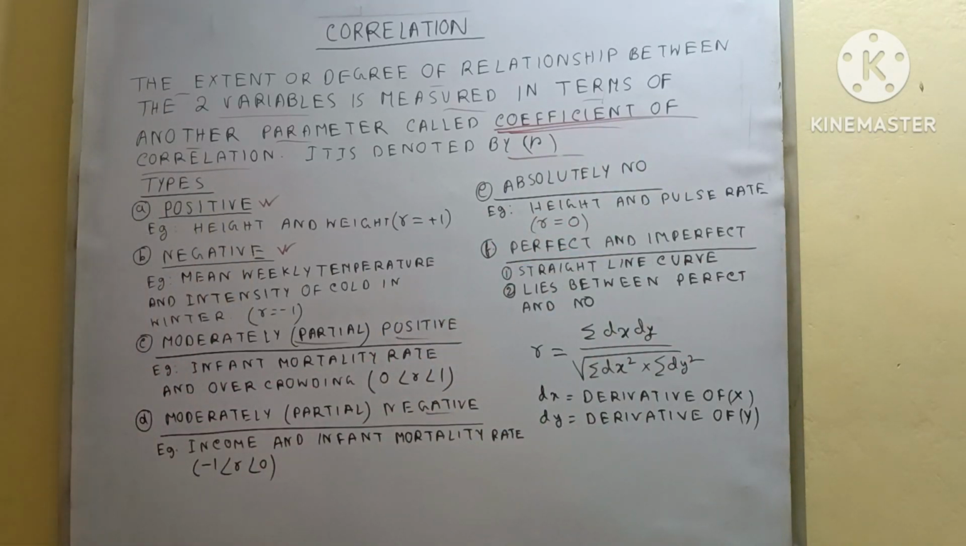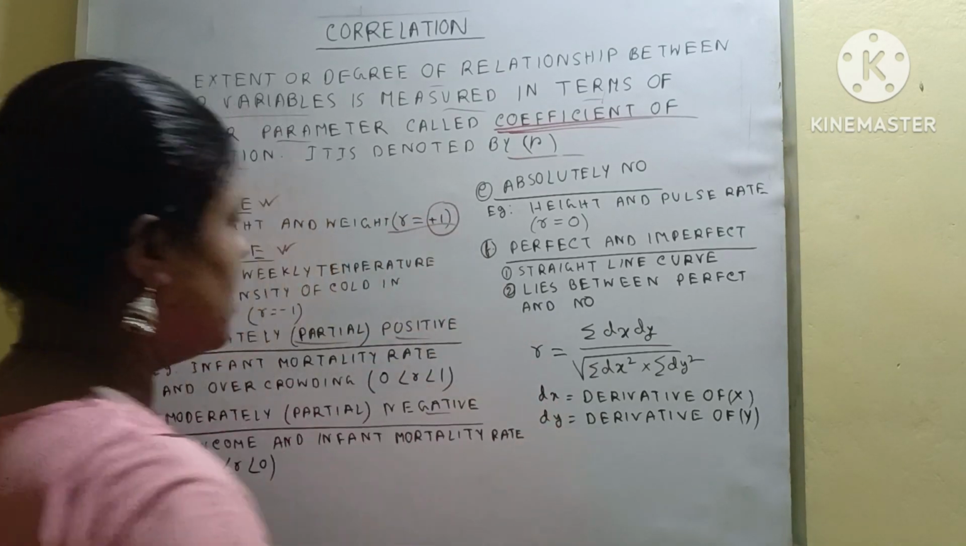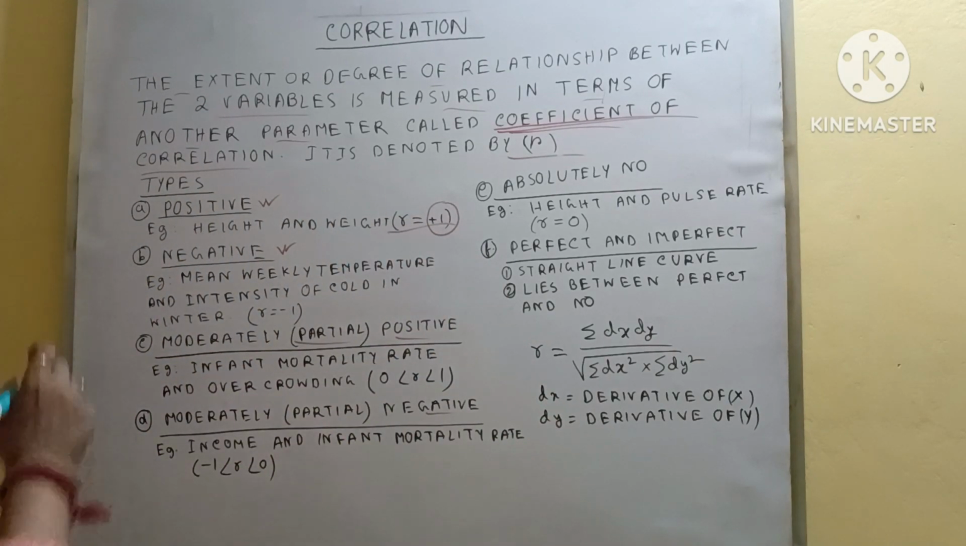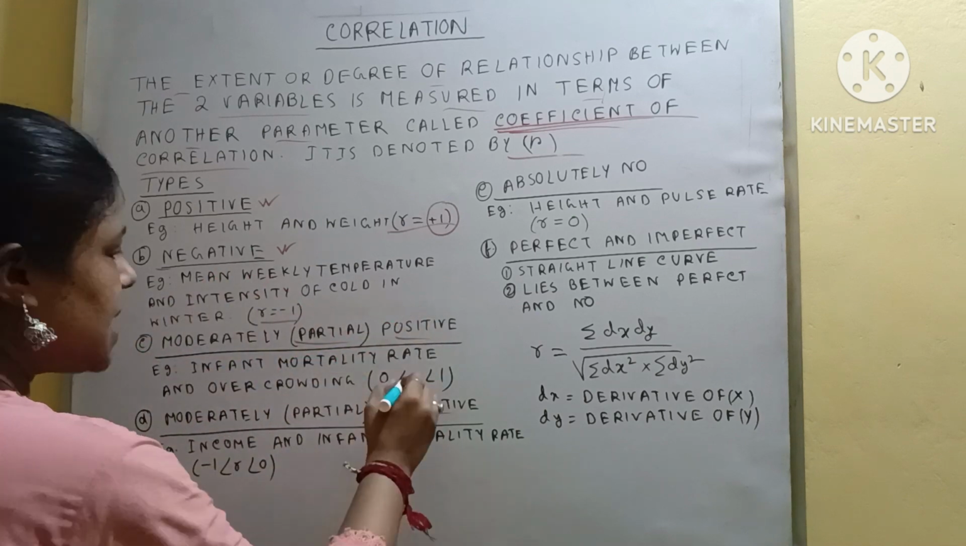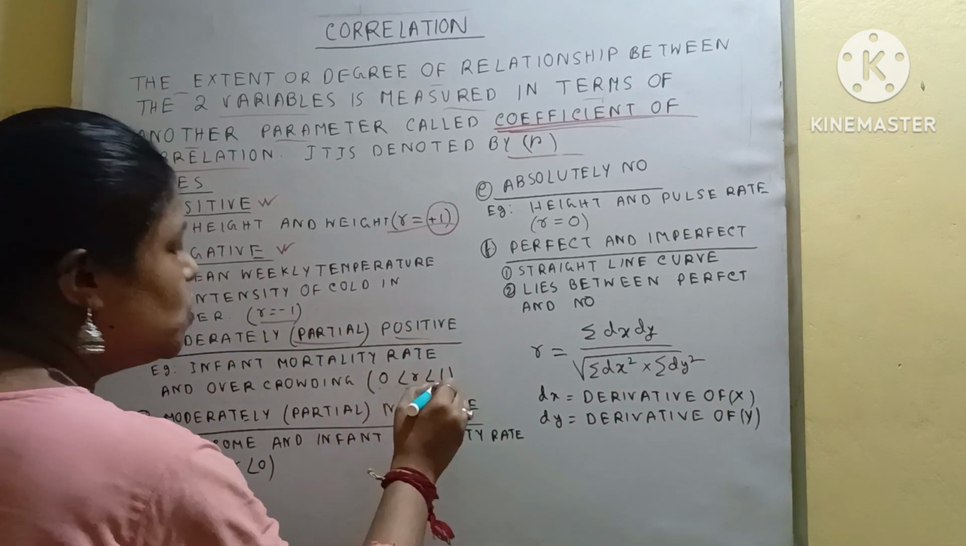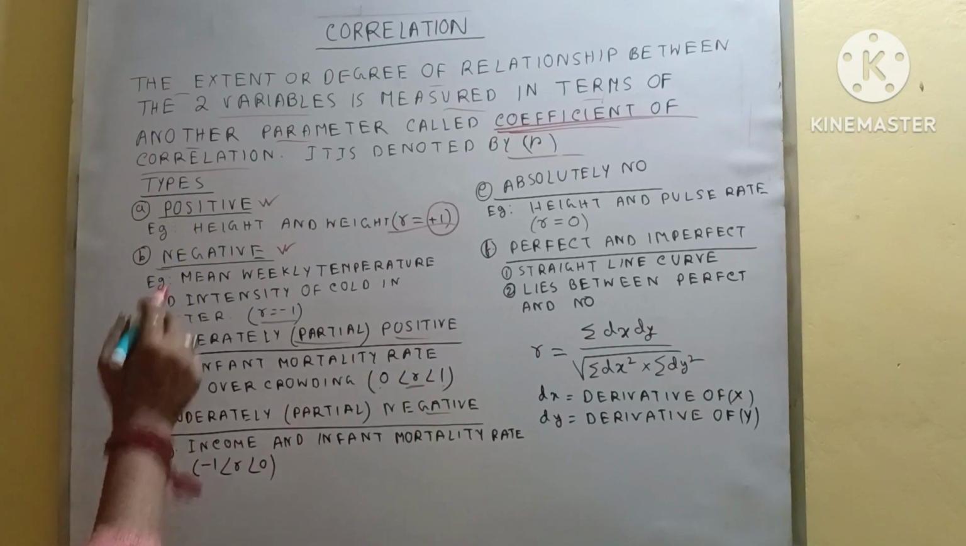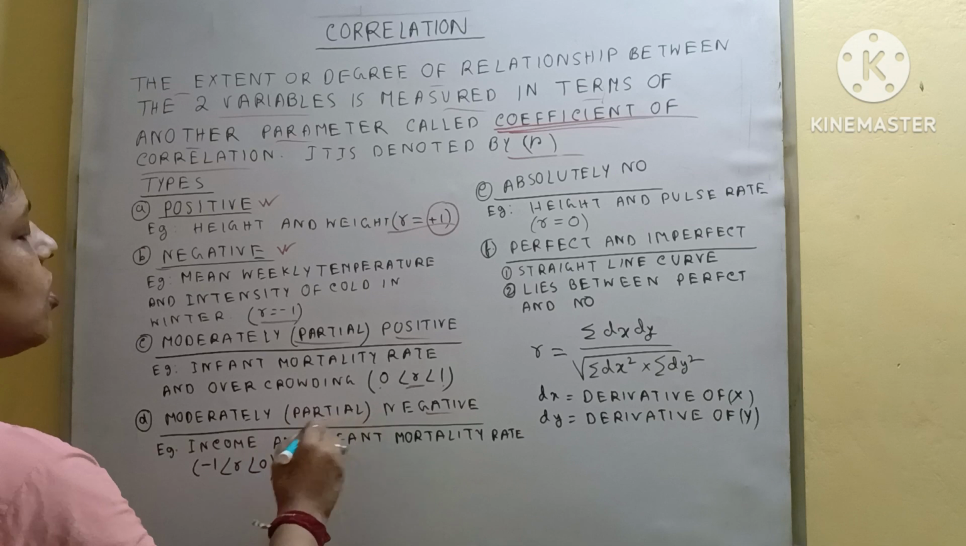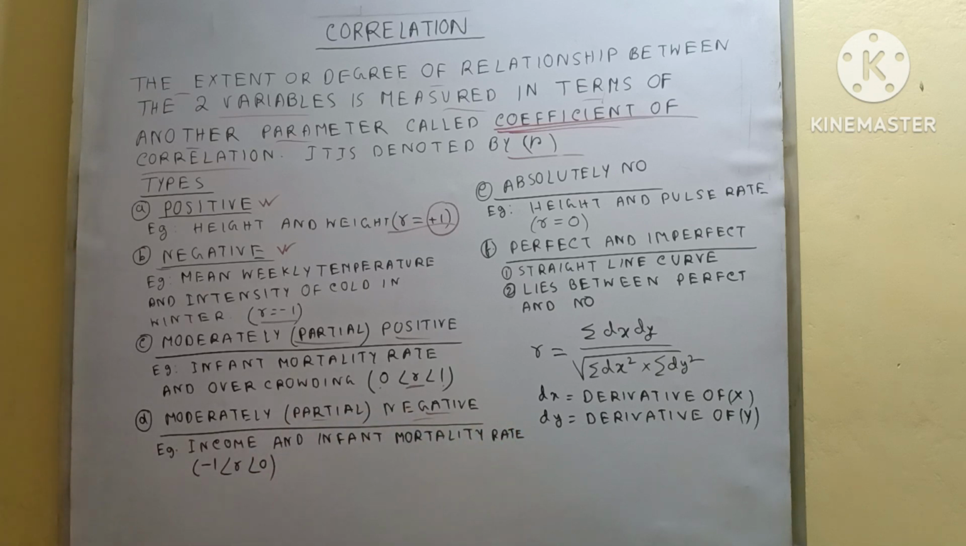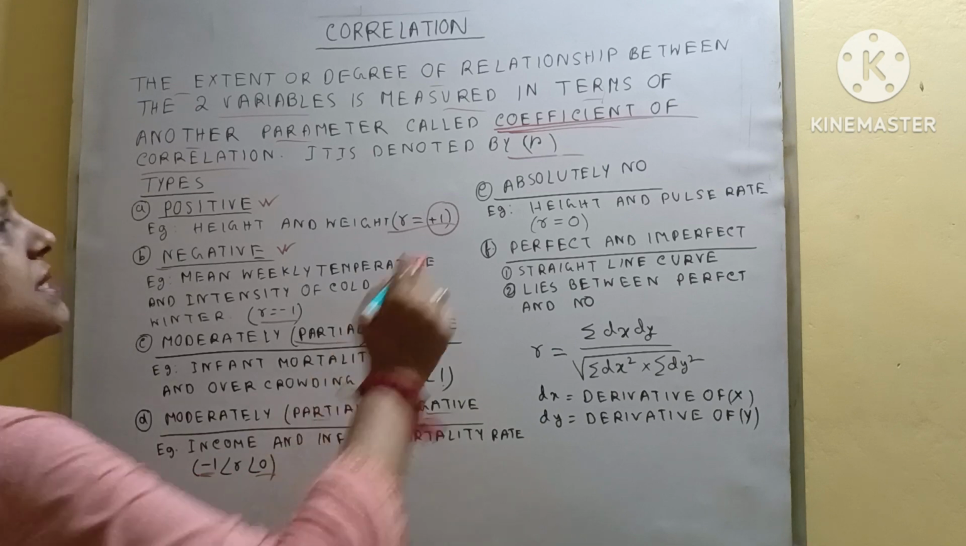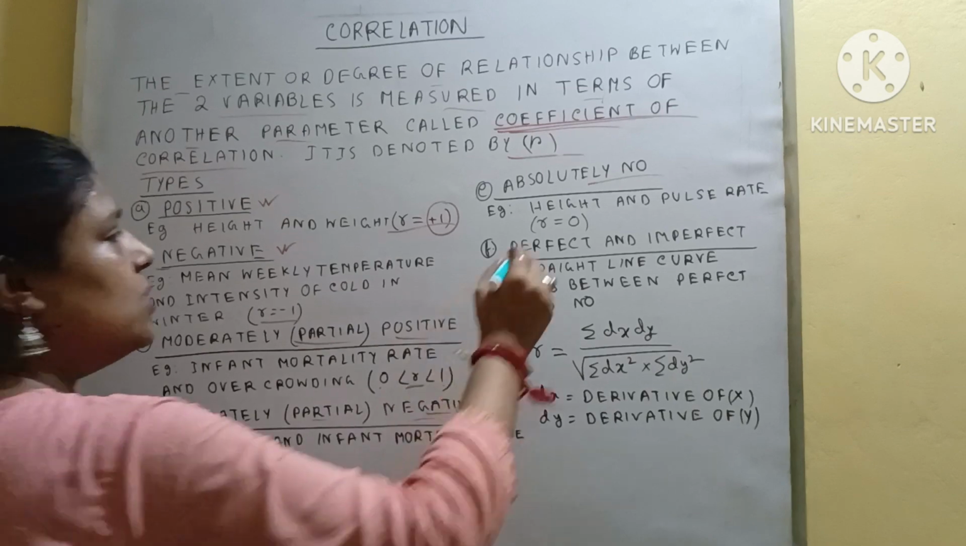If it is positive, that means the r value is plus 1. The r value must belong to the positive values. If this is negative, that means the r value is minus 1. If partially positive, that means the r value is between 0 and 1. And if the correlation is moderately or partially negative, its value belongs between minus 1 and 0. And if this is absolutely no correlation, that means the r value is 0.